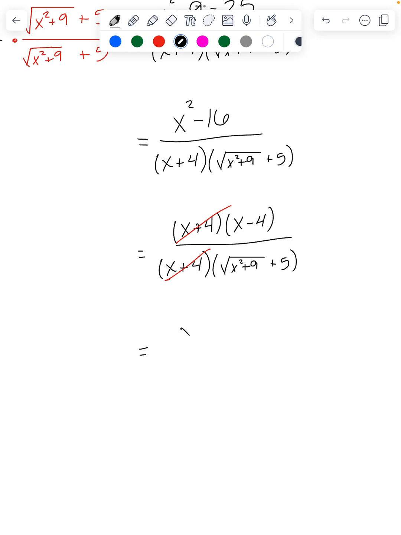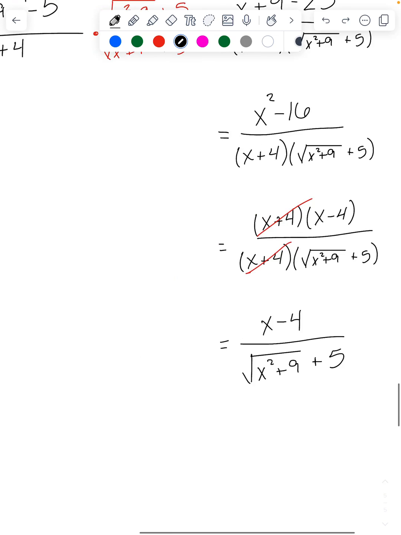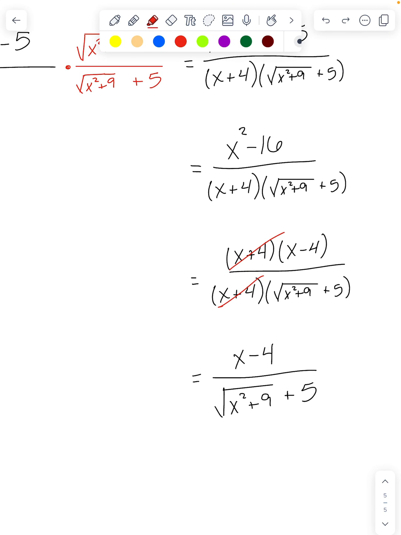And I have this x minus 4 over the square root of x squared plus 9 plus 5. And we wanted to take this limit. Now, I can take this limit because there's no domain restriction anymore. But I wanted to take the limit as x approached negative 4. So that's why I needed to get rid of this. That was the big problem, was this x plus 4. So now that I've gotten rid of that, I'm all good.